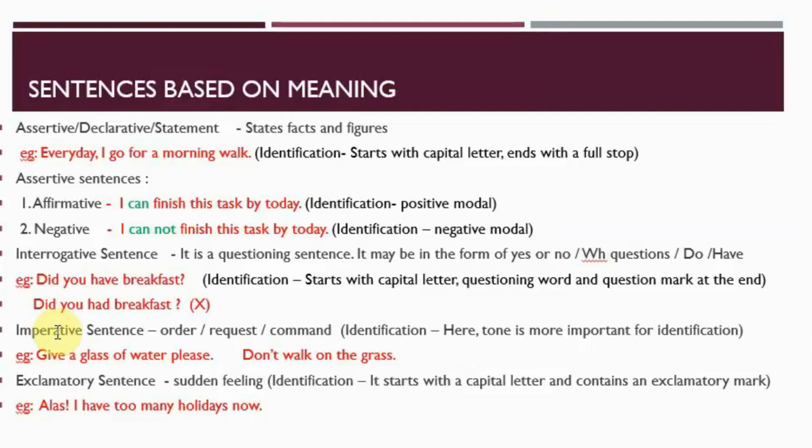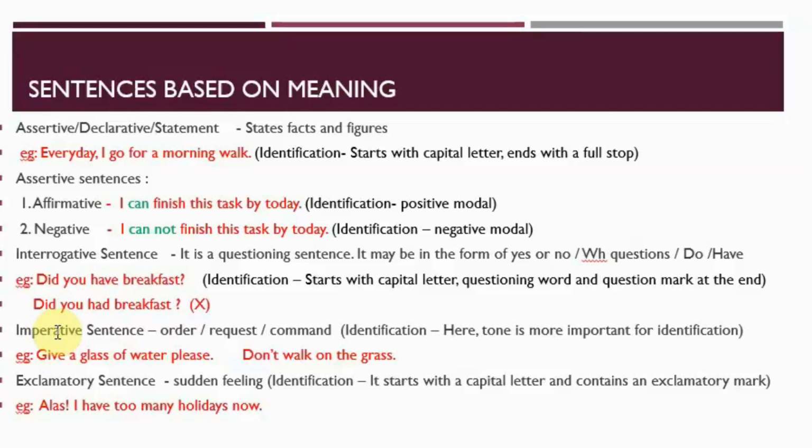Give a glass of water, please. It's request. Don't walk on the grass. It's order. Yes. So let us see the voice modulation once again. Keep a glass of water, please. It's request. Don't walk on the grass. It is order. Now you must be wondering what is the difference between order and command. Order is generally used in informal sense, whereas command is used in formal sense.